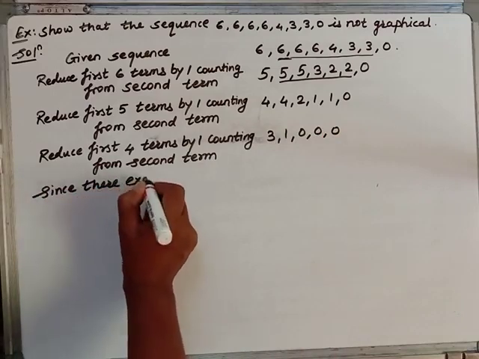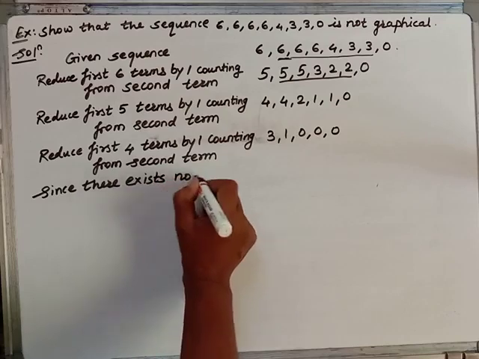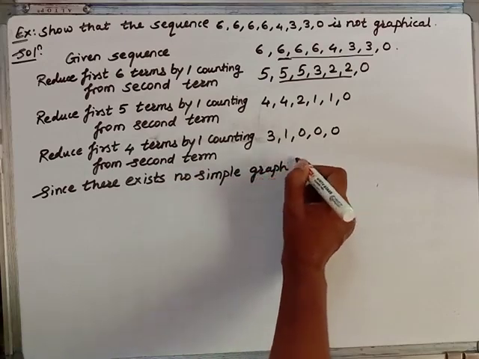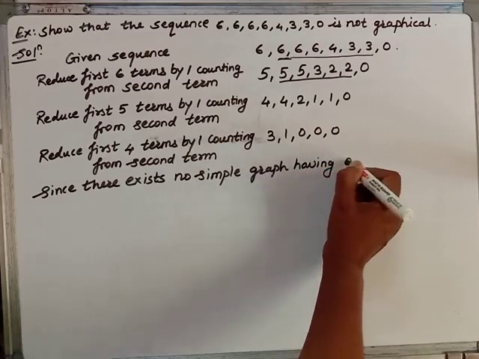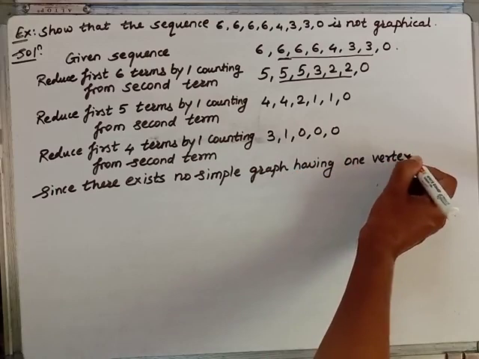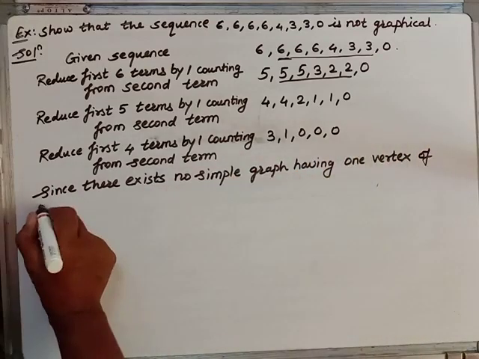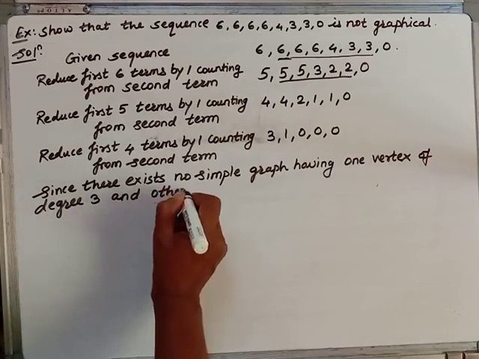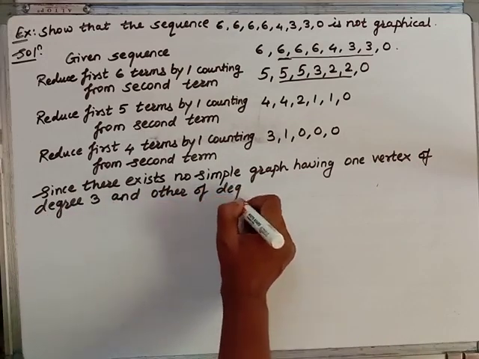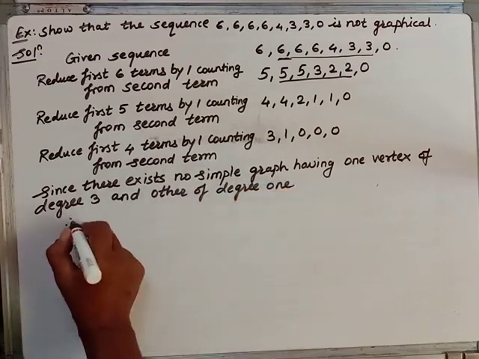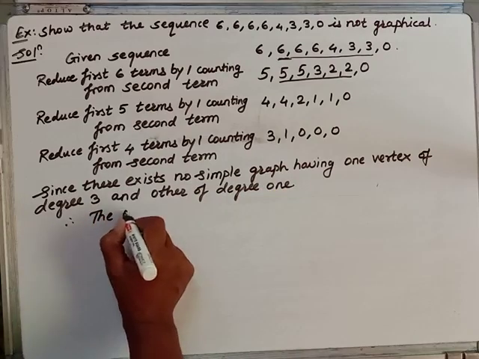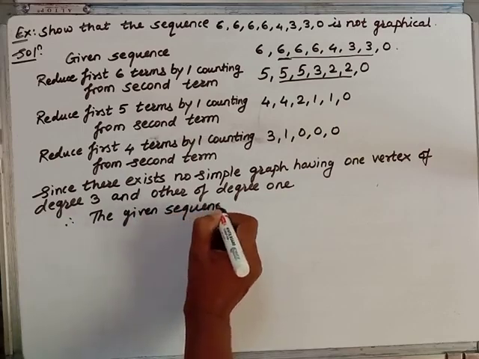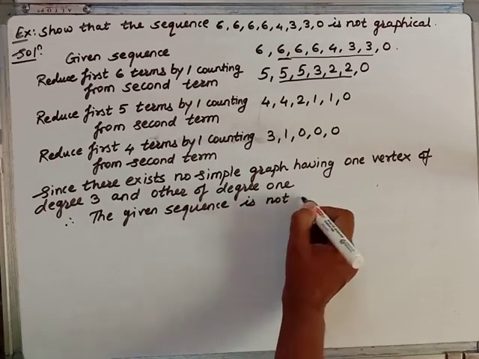Since there exists no simple graph having one vertex of degree 3 and the others of degree 1, therefore the given sequence is not graphical.